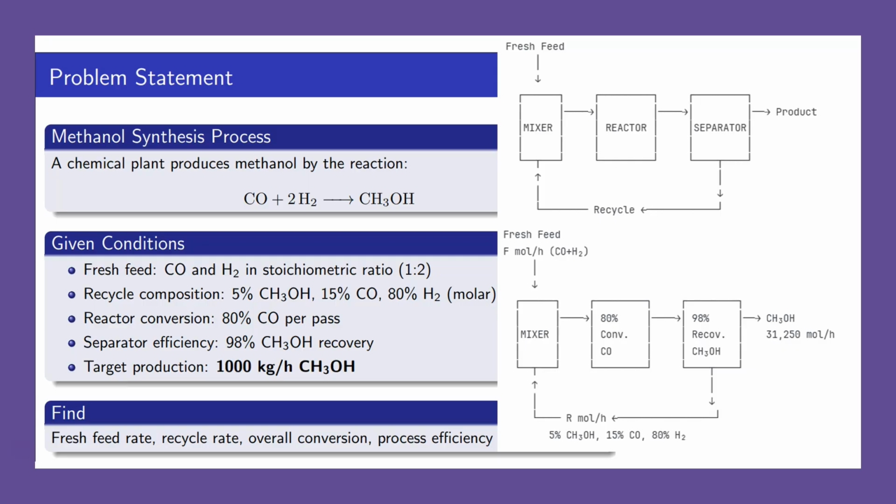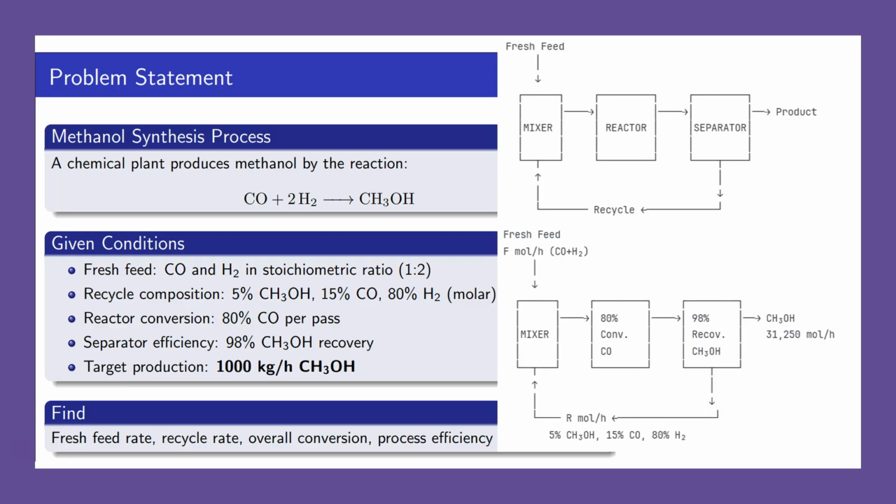So we are given several key details. The fresh feed contains carbon monoxide and hydrogen in a stoichiometric ratio of 1:2. The reactor achieves 80% conversion of carbon monoxide per pass. The separator is highly efficient, recovering 98% of methanol as the final product. The recycled stream contains 5% methanol, 15% carbon monoxide and 80% hydrogen by moles.